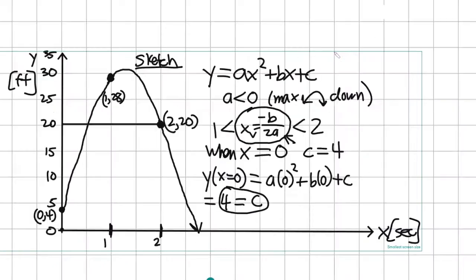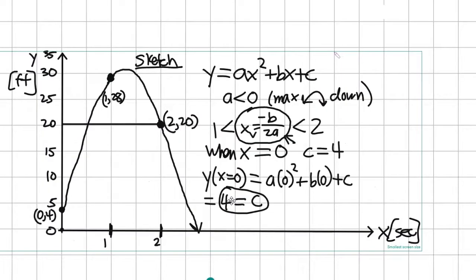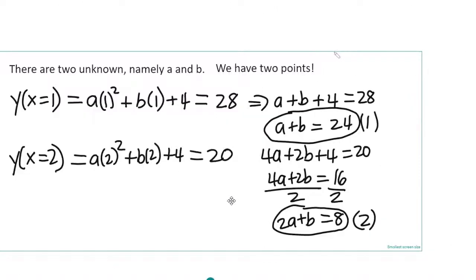Let's briefly review what we did, right? So we figured out that x was time. We wrote the table, and we looked at those points, right? We started to sketch it, but then we sketched it a little better here. We said that it should be like ax squared plus bx plus c, and we said that a should be negative because it should be a downward facing parabola. It should be between 1 and 2 for the vertex, and then when x was 0, c was 4, because that was the starting height. We figured out what c was.